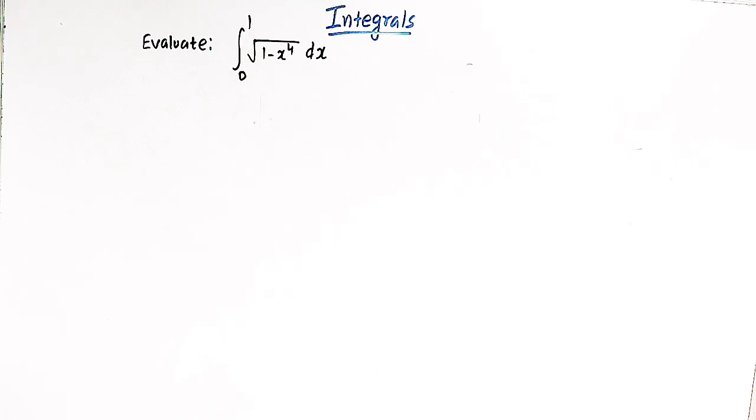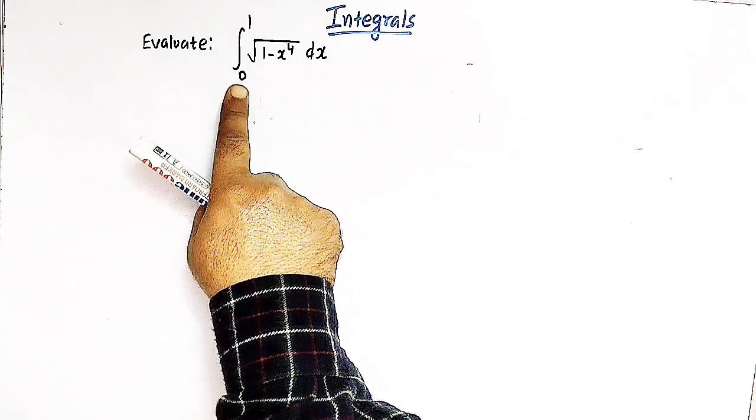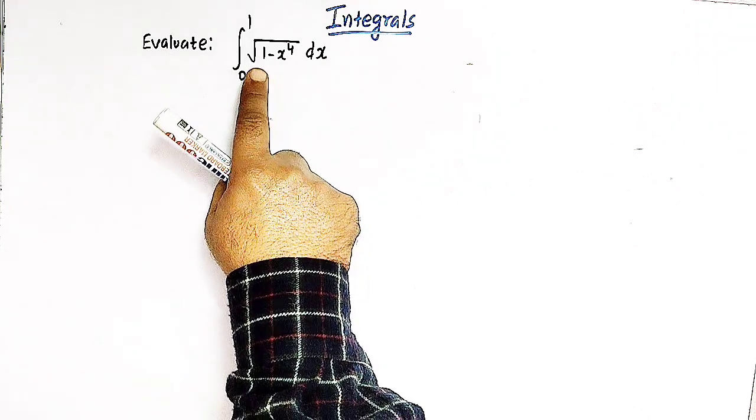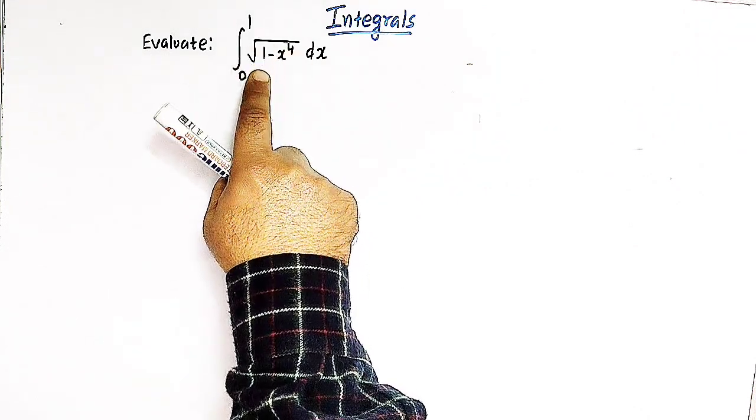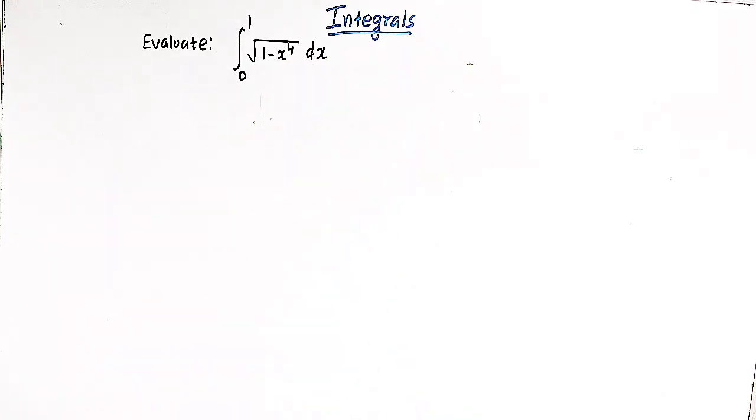Hello viewers, in today's session we are going to discuss another important application of beta and gamma functions to solve this given integral. So here we have to evaluate this definite integral from 0 to 1, and the integrand is square root of 1 minus x raised to 4, and here we have dx, right? So let us see how easily we can solve this integral using some important results from beta and gamma functions, right?